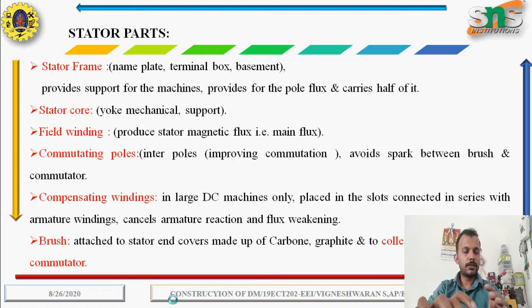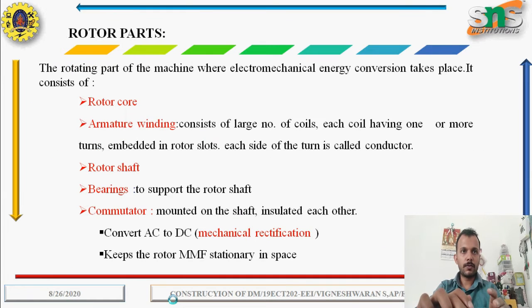Rotor parts: the rotor core, and the armature winding with a large number of coils, each coil having one or more turns, embedded in rotor slots. Each side of a turn is called a conductor. Then the rotor shaft, with a bearing used to support it. The commutator is mounted on the shaft, with segments insulated from each other.